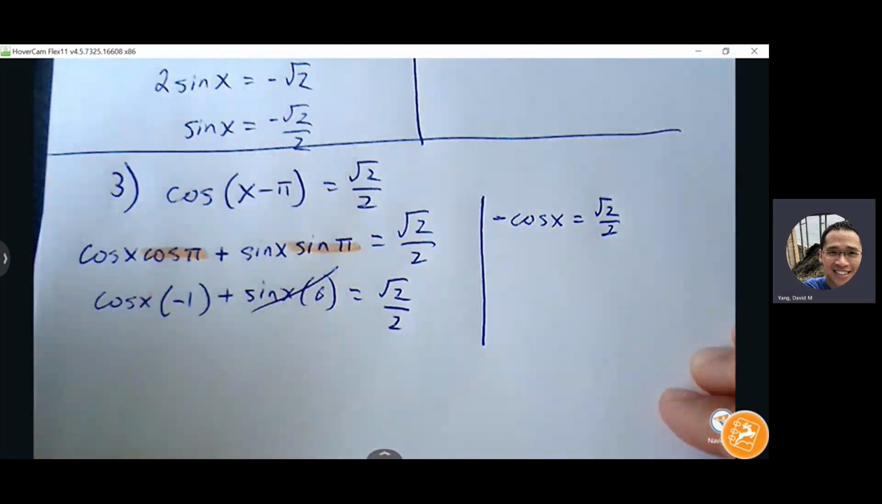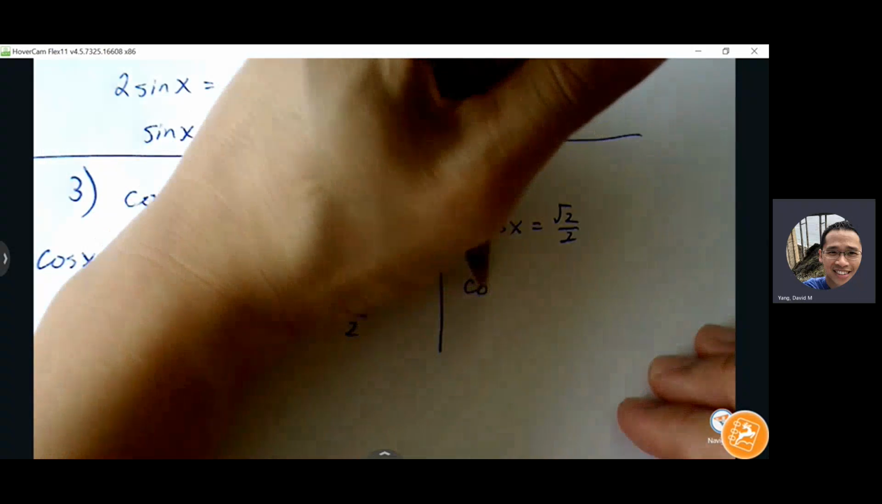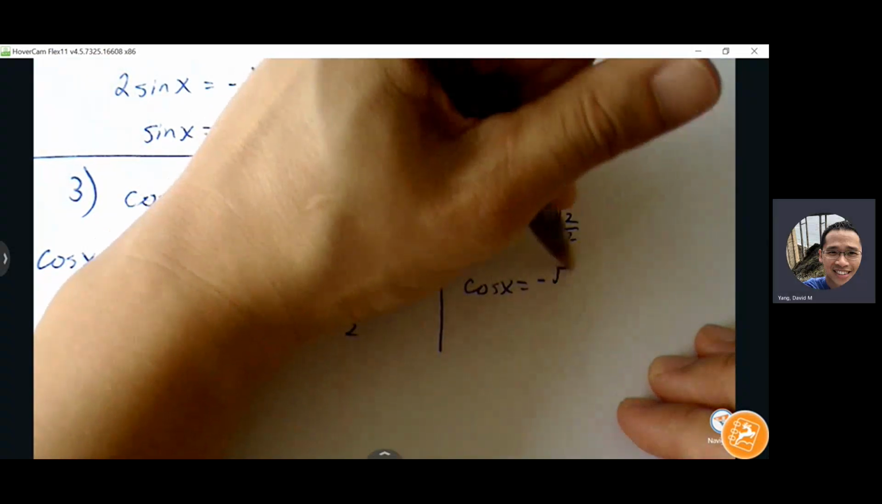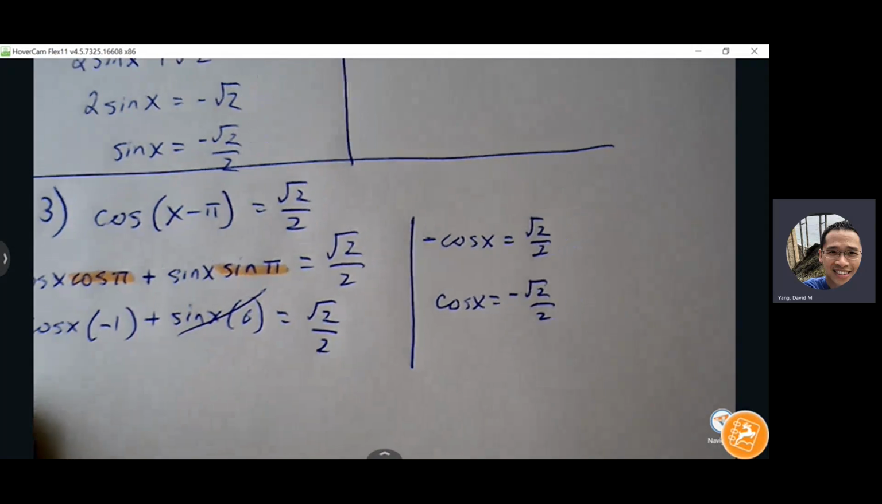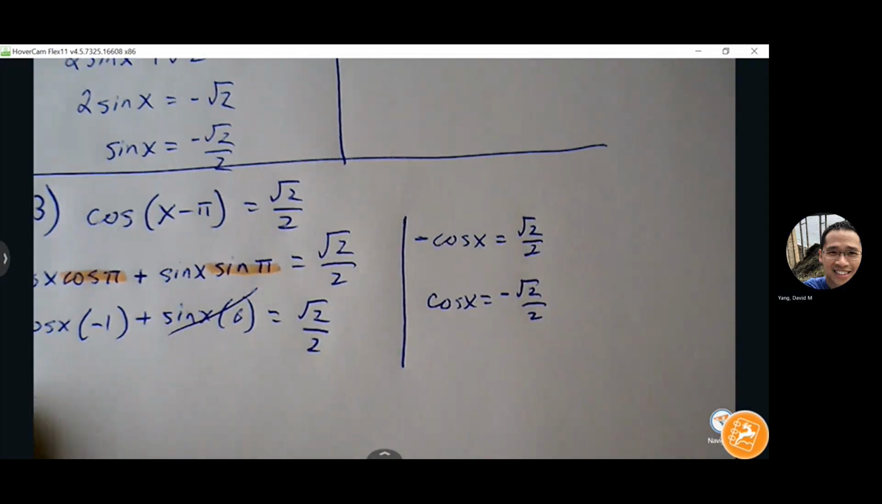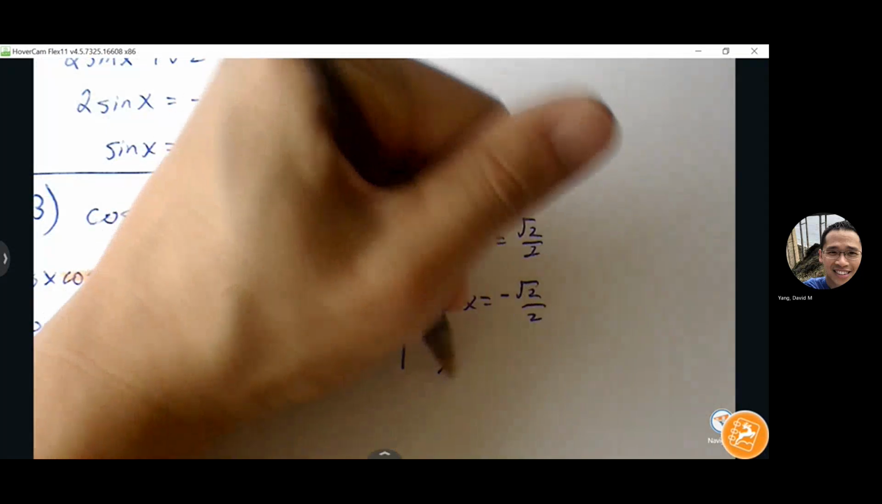If I move that negative over to the right side, then I get cosine x equals negative √2 over 2, and that's in the pi over 4 family. Which quadrants? 2 and 3.